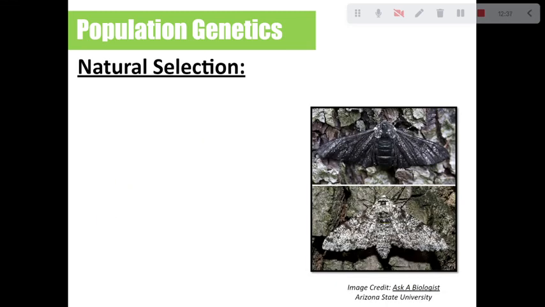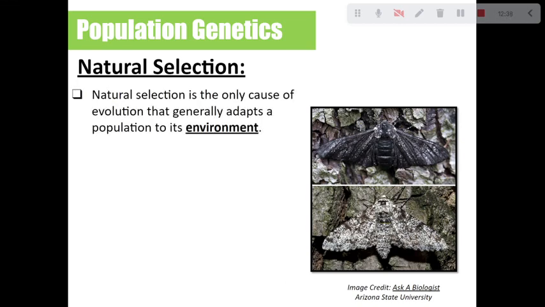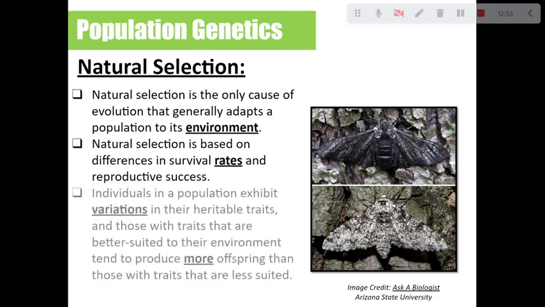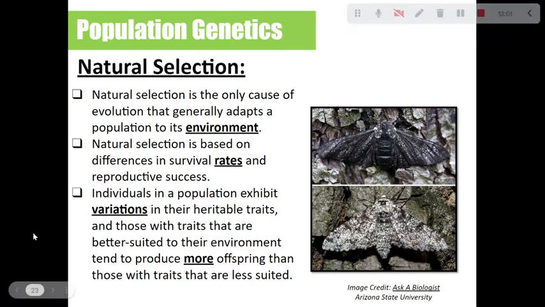Now, we have natural selection. Natural selection is the only cause of evolution that generally adapts a population to its environment. Natural selection is based on the differences in survival rates and reproductive success. Now, individuals in a population exhibit variations in their heritable traits, and those with traits that are better suited to their environment tend to produce more offspring than those with traits that are less suited.